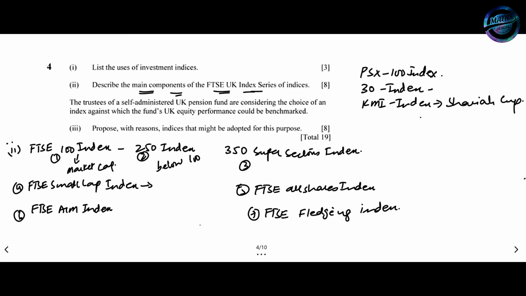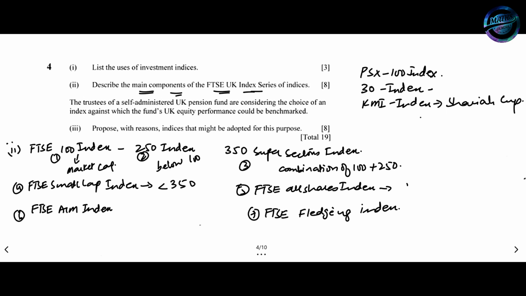It is a combination of 350, of 100 plus 250. This is it. Now coming to the FTSE small cap index: all companies below 350, so less than 350. Then the All-Share index. The All-Share index accounts for about 99% of the market.